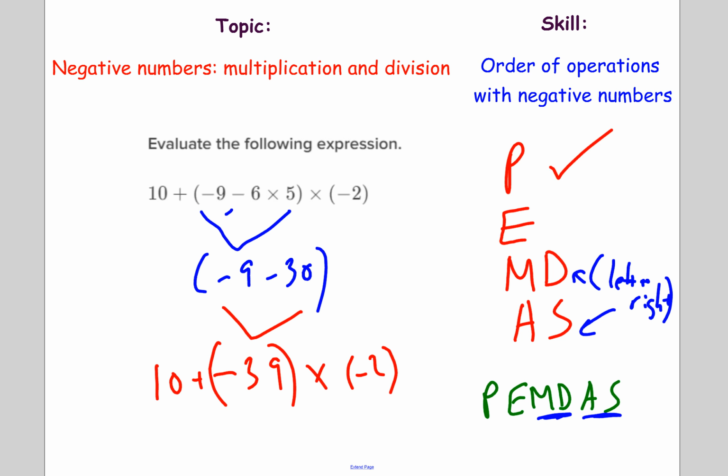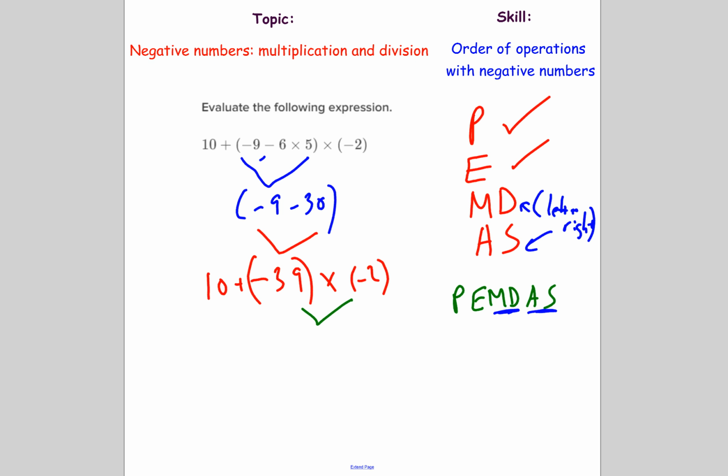Do we have any exponents? Nope, no exponents, so check that off. Do we have any multiplication or division? Yes, we do. We have this right here. It's a multiplication. So -39 times -2, a negative times a negative is a positive. So 2 times 39 is 78. So now we have 10 plus +78, which gives us our answer of 88. And that's how you do that problem.